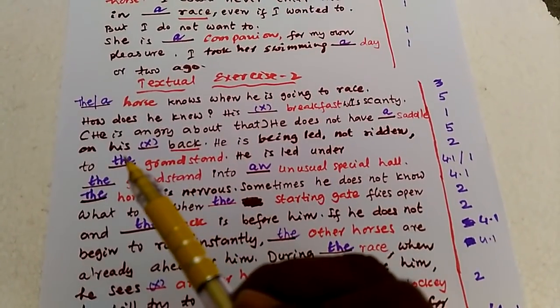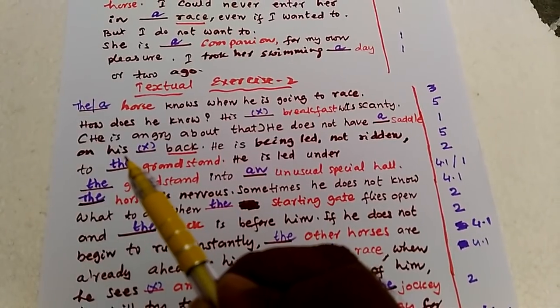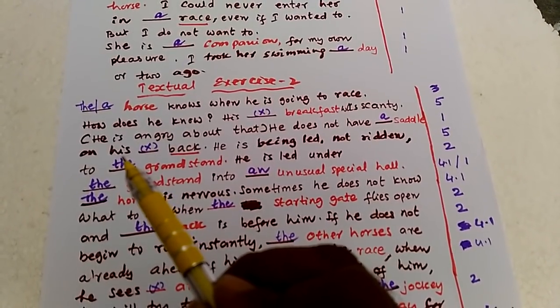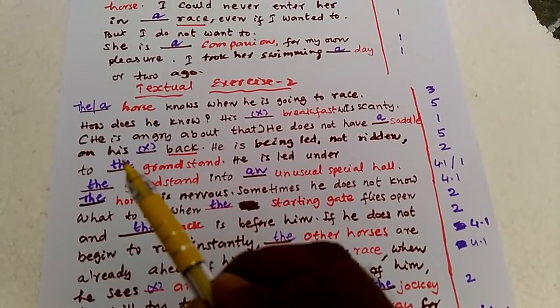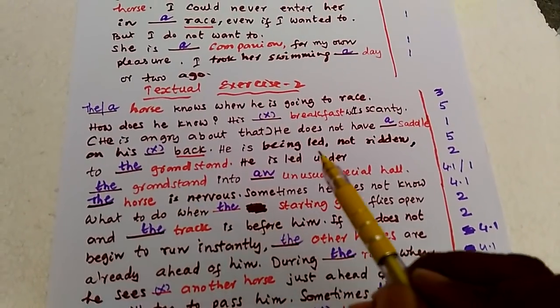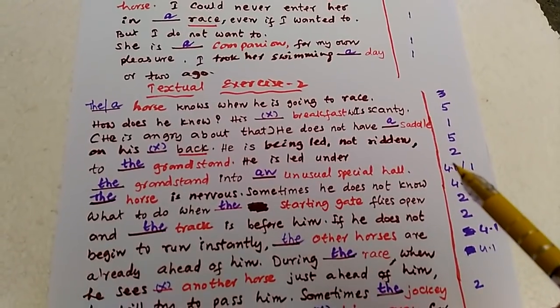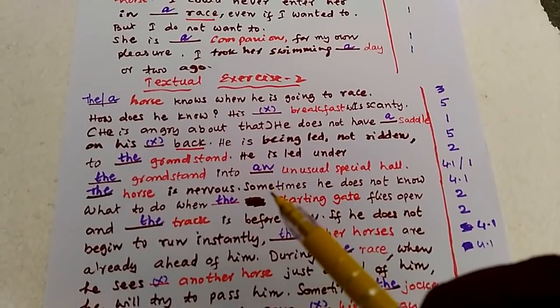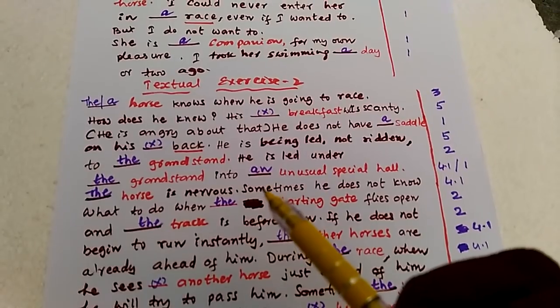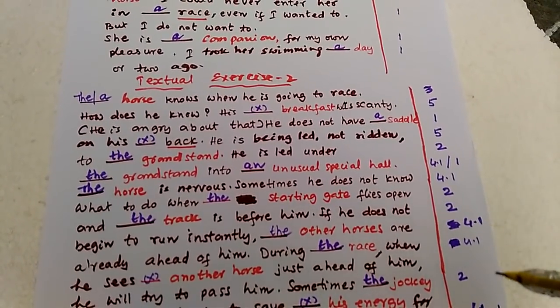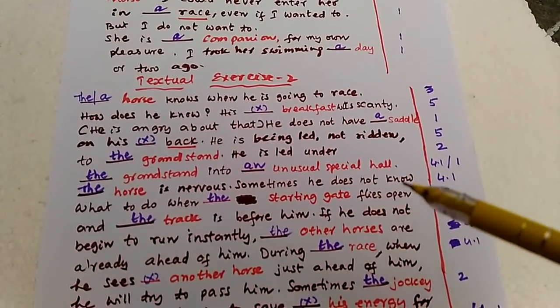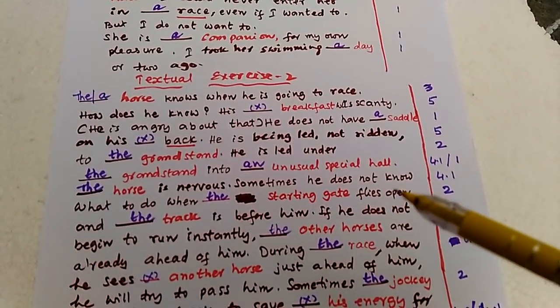And here, what does the rule number 5 tell us? Between the noun and the possessive adjective, there should be no article. This is rule number 5. In this way, we have to identify which rule fits in these blanks. Those rules are given here in this column according to the meaning of the line.